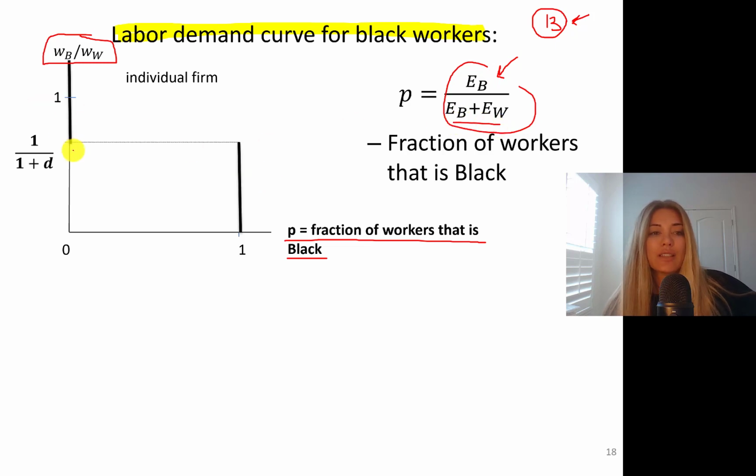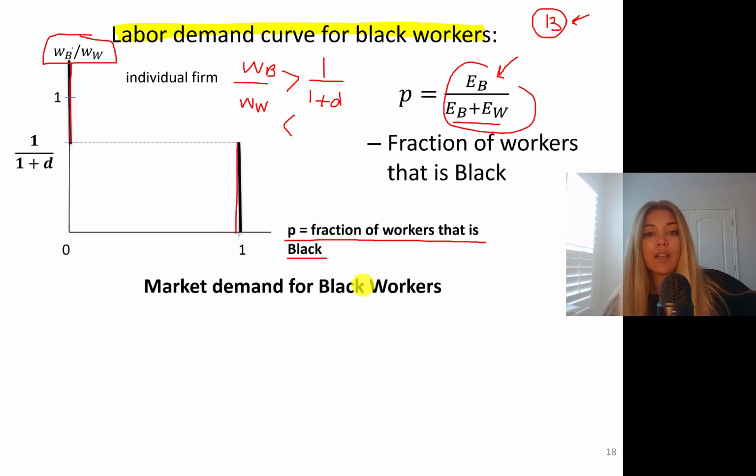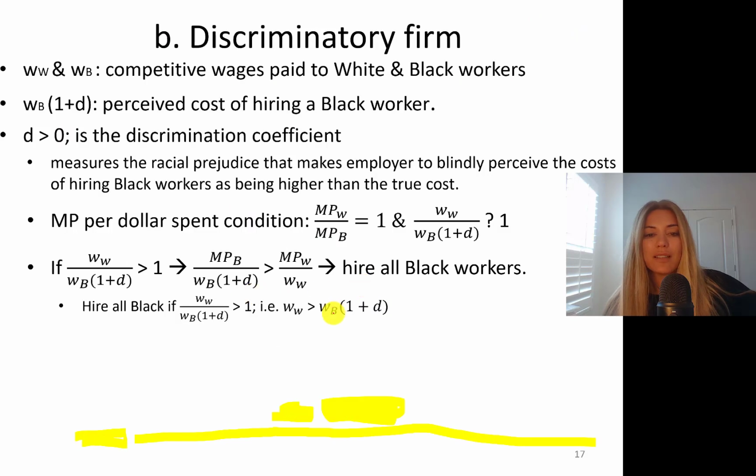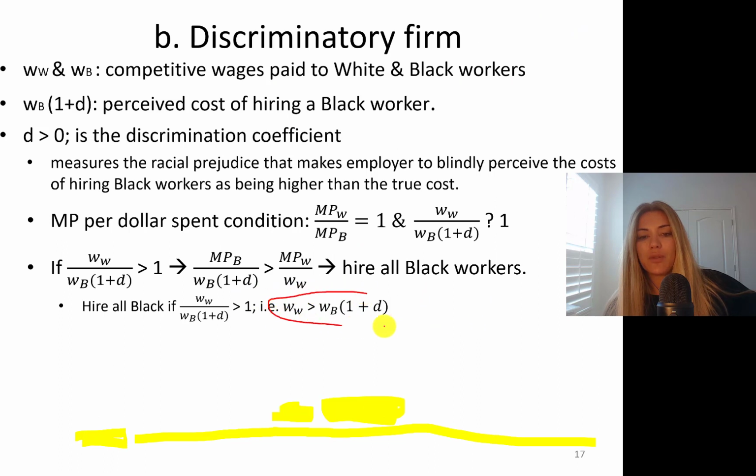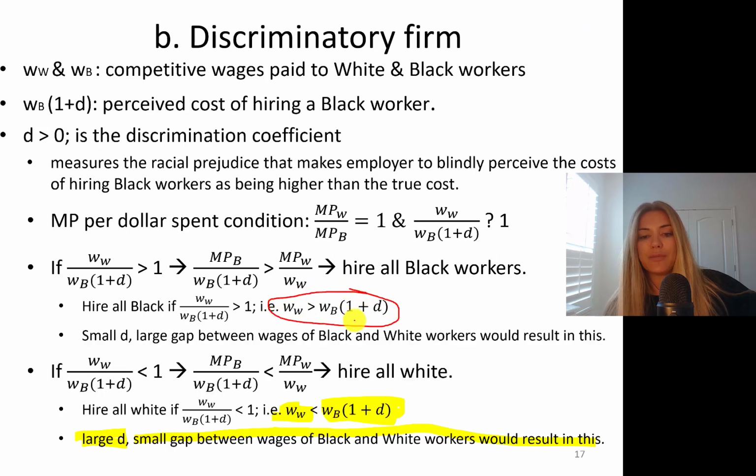Okay. So here's the thing. If WB, the black to white wage ratio, is greater than 1/1+D, then you're going to hire all white workers. If this is less than 1/1+D, then I'm going to hire all black workers. Okay. So where does this come from? It comes from manipulating this condition.